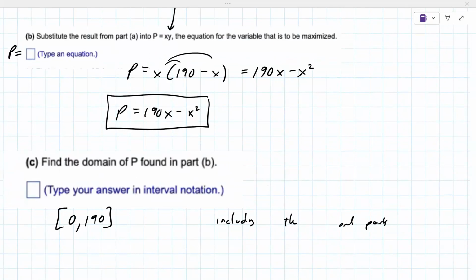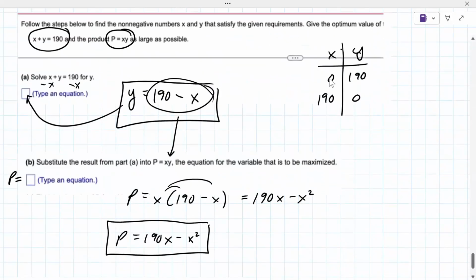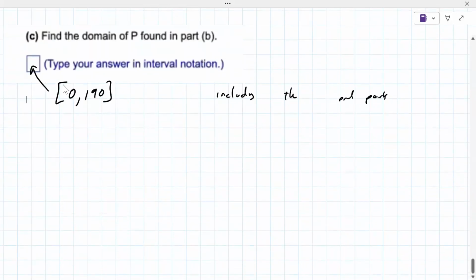That's for part C. The idea is that if x is 0, y has to be 190 because they have to add up to 190, and if x is 190, then y is 0. Basically, we're figuring out the biggest and smallest values they could each be. And we're using brackets, not parentheses, because it's included. It could be 0, it could be 190.